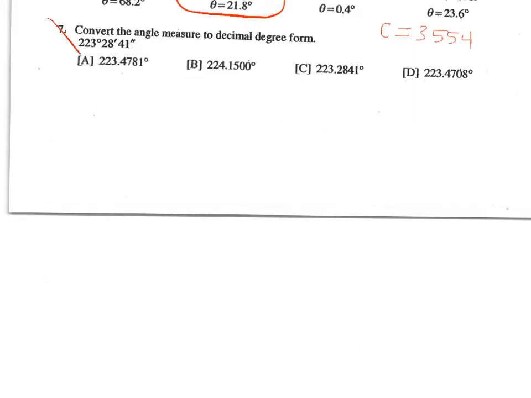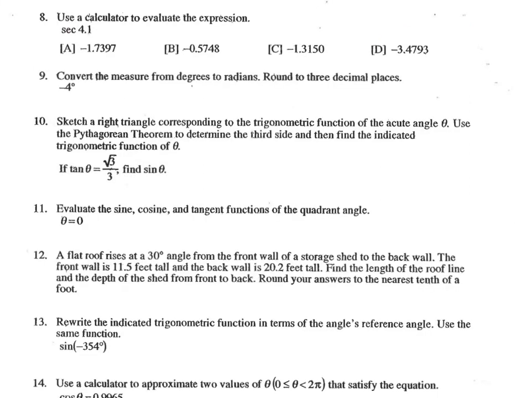Number 7 can be omitted since we are not having a calculator on the final. Number 8 can also be omitted.